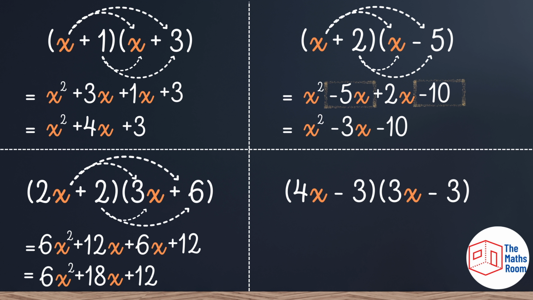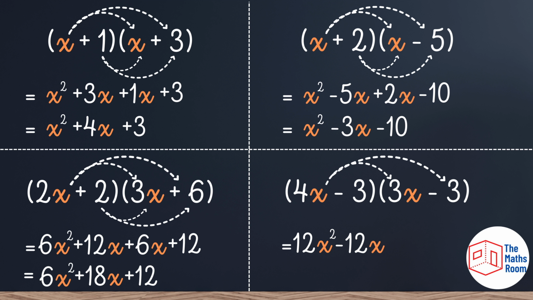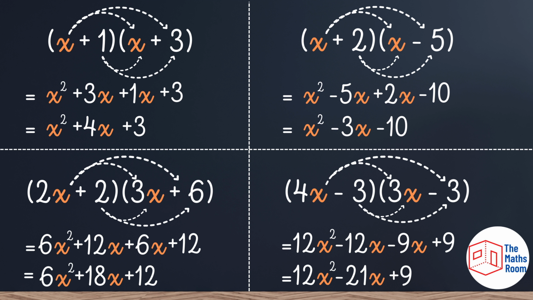Before I move on to the next example, there are 2 negative terms in this question, so don't let them catch you out. If you've already done the question, look at it again and make sure that you haven't made any sign problems. 4x times 3x, 12x squared. Here is a -12x. And then a -3 times 3x, and then a negative times a negative is a +9. Collecting our like terms, we come out with our final answer.